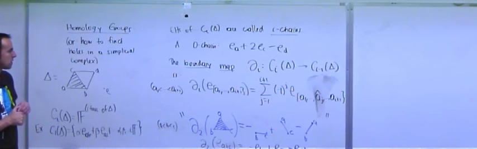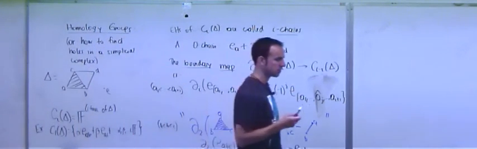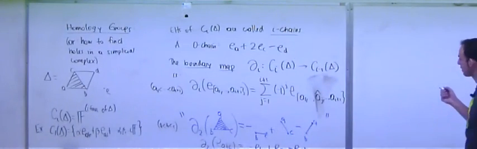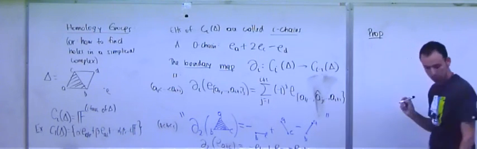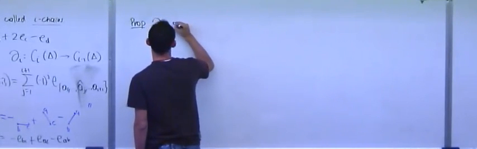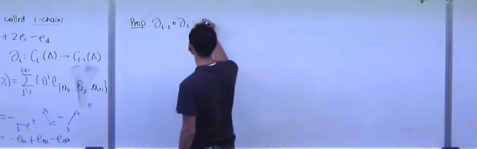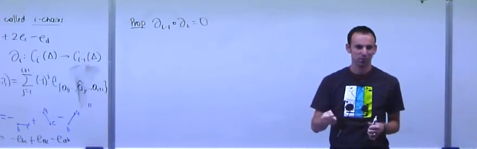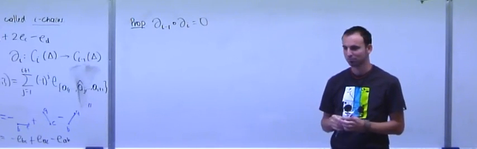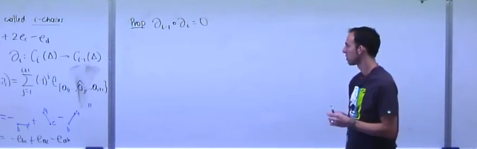Okay. So that's my map from C_i to C_{i-1}. And so here is one of the most important observations. It's the following: if I take the composition of the i-1 map and the i map, I get 0. Okay? So if I take the boundary of the boundary, I get 0. And maybe this is mysterious to you, but we're going to prove it.